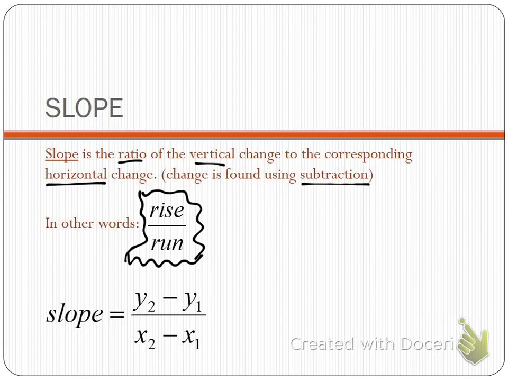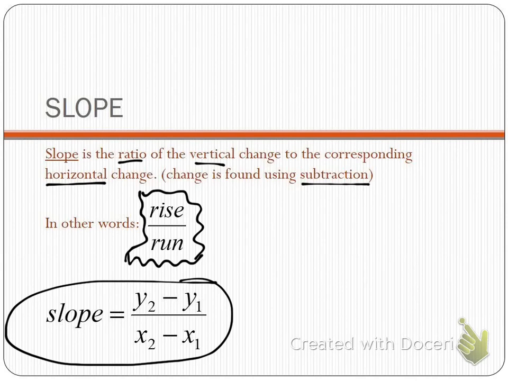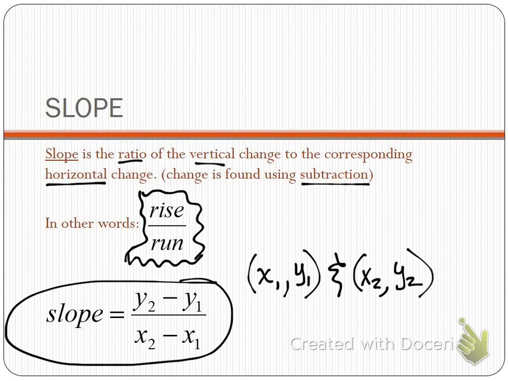Slope can be found by taking y2 minus y1 over x2 minus x1, assuming you're given 2 ordered pairs. So if we have x1 comma y1 as an ordered pair and x2 comma y2 as another ordered pair, that's where these x's and y's come from. They are 2 points.